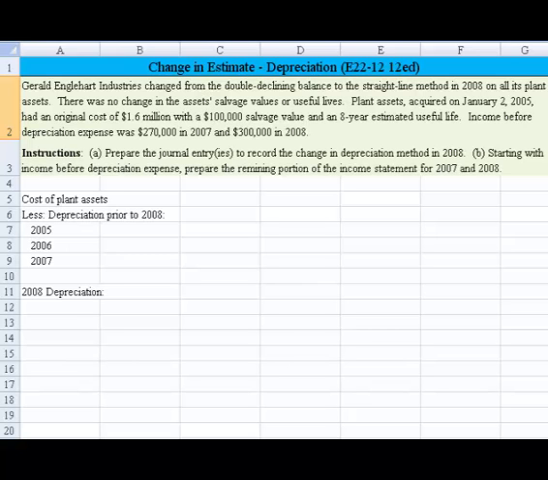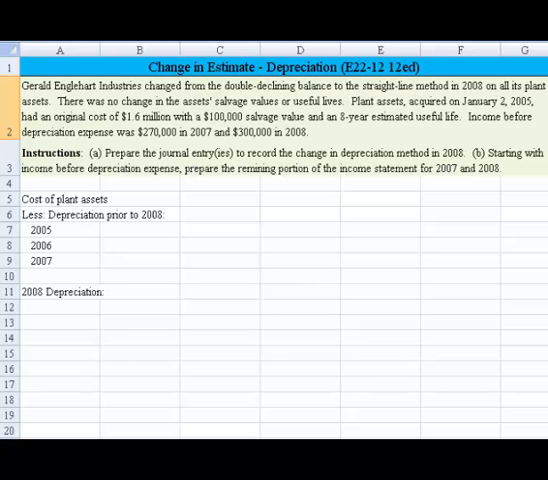Plant assets acquired on January 2, 2005 had an original cost of $1.6 million with $100,000 of salvage value and an 8-year estimated useful life. Income before depreciation expense was $270,000 in 2007 and $300,000 in 2008.